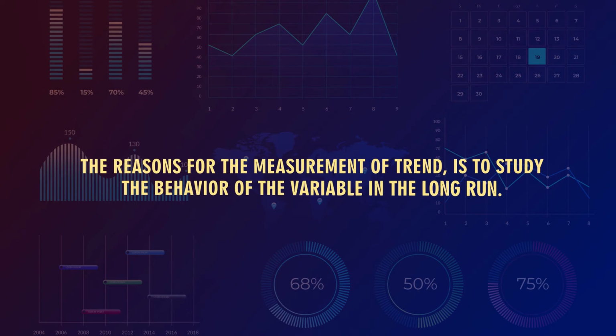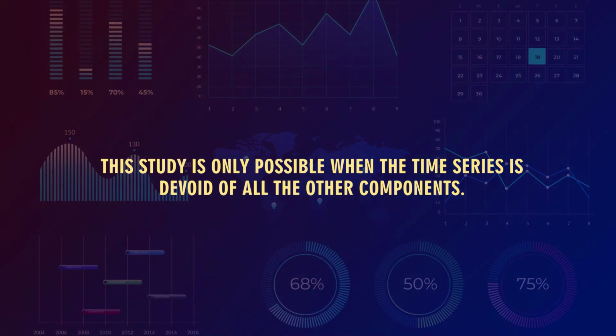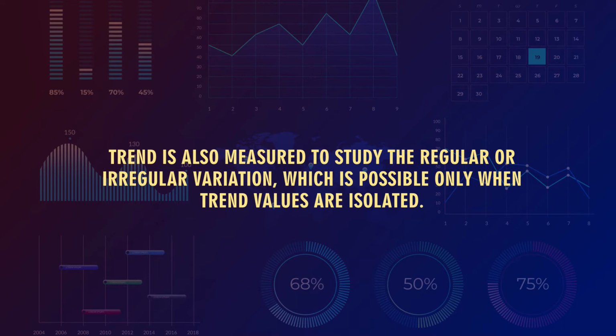In the last presentation on time series, we discussed that trend is the tendency. The reason for the measurement of trend is to study the behavior of the variable in the long run. This study is only possible when the time series is devoid of all the other components. Trend is also measured to study the regular or irregular variations, which is possible only when trend values are isolated, and we can measure them with the help of any of the following methods.